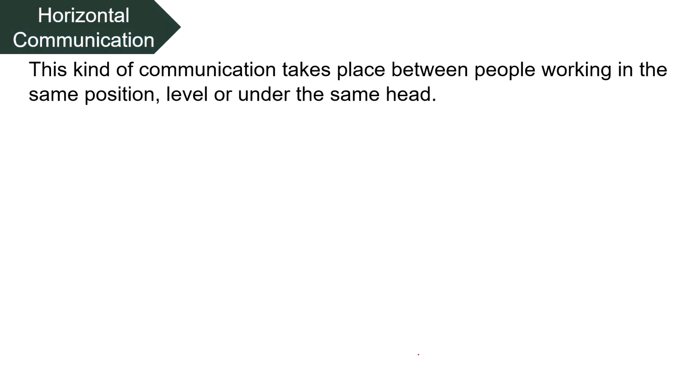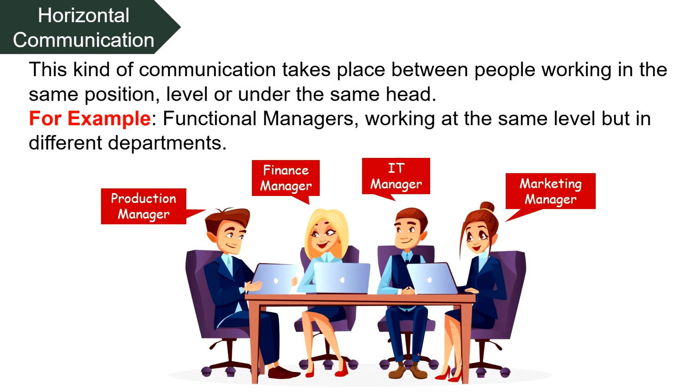Moving on to horizontal communication. This kind of communication takes place between people working at the same position, level, or under the same head. For example, functional managers working at the same level but different departments is an example of horizontal communication. This is also called as lateral communication. In the absence of lateral or say horizontal communication, there is no fruitful progression at the organizational level.